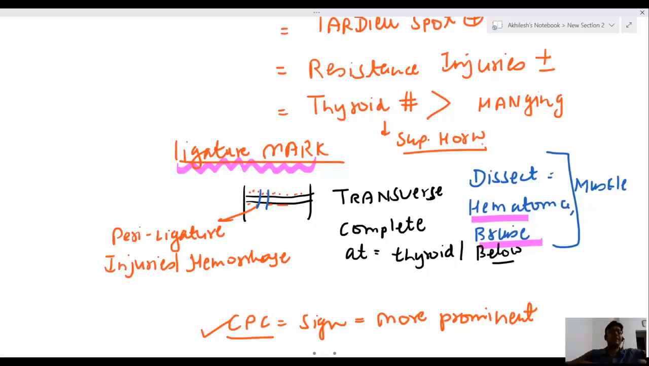So, how do we differentiate, sir? There will be a transverse ligature mark, periligature injury, and a complete mark. After dissection, you will find hematoma or bruise in the muscles and tissue beneath the ligature mark. This is a very, very important finding, my dear friend.